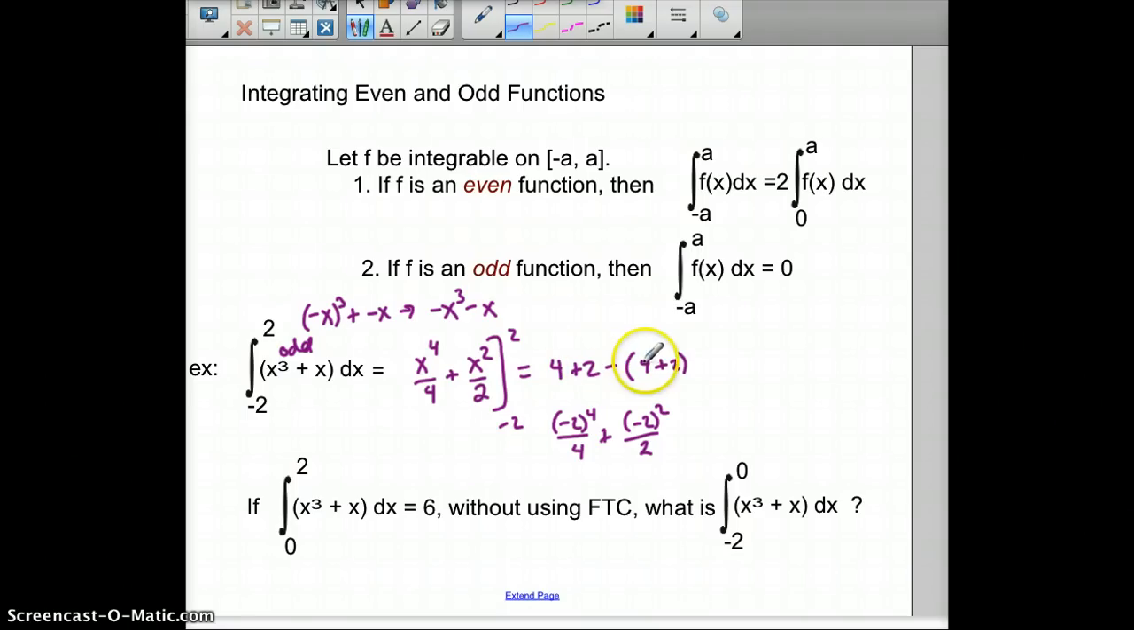So 4 plus 2 is 6. 4 plus 2 is 6. So we have 6 minus 6. So the area is 0. We knew it was going to be 0 because we had an odd function here, and our two limits were the same number, just negative 2 to 2.